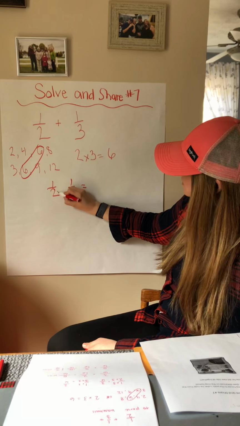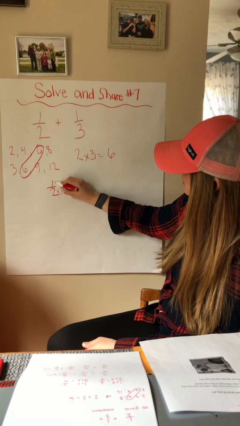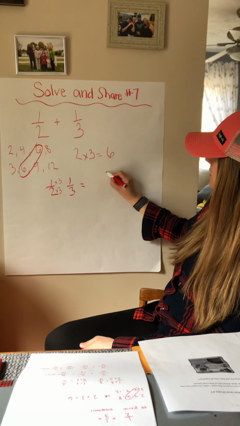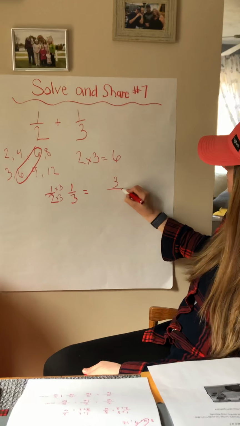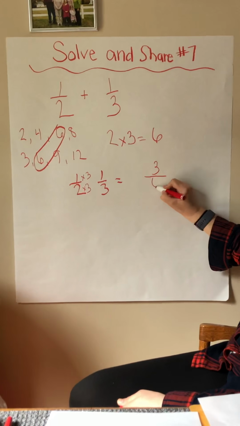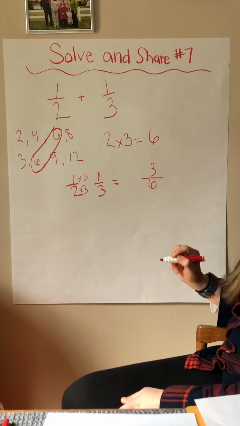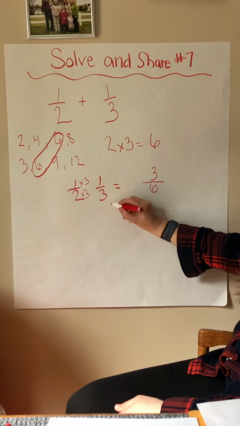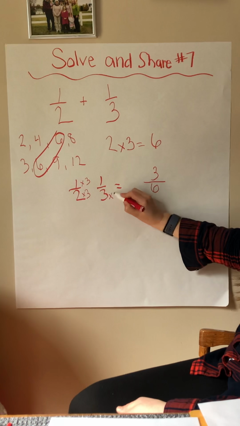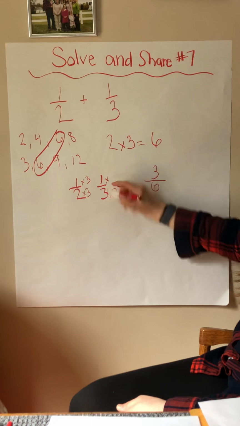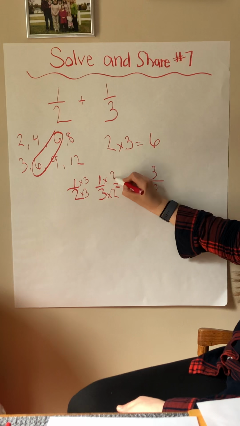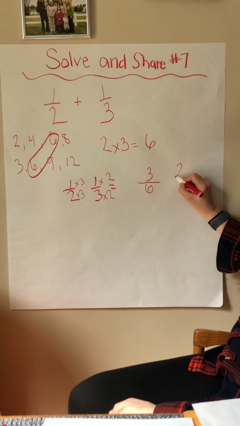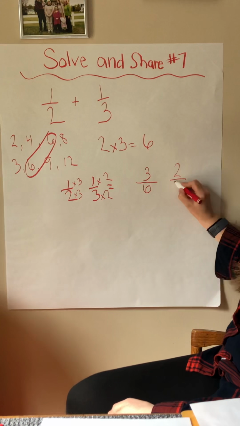For 1/2, we're going to change the denominator by doing 2 times 3, and we have to do the same to the top as we do to the bottom, 1 times 3. So that's going to be 3, and 2 times 3 is going to be 6. There's our new fraction for 1/2. Next, we're going to do 1/3. We need to change this to a 6 by doing 3 times 2. Whatever we do to the bottom, we also have to do to the top. 1 times 2 is 2. 3 times 2 is 6.